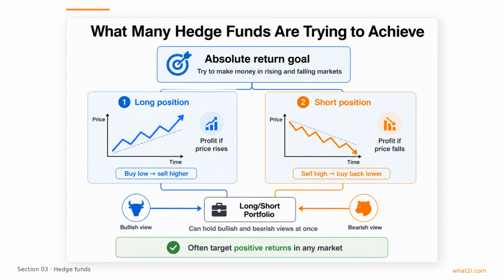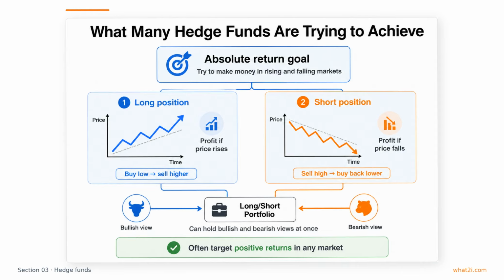Many hedge funds are not trying merely to beat an index. They are trying to generate positive returns under a wide range of market conditions. This is often described as an absolute return mindset. To do that, they may hold long positions that benefit if prices rise, and short positions that benefit if prices fall. A manager might be bullish on one company or currency and bearish on another at the same time. That allows the portfolio to express relative views rather than simple market direction. For example, a fund might like US rates relative to European rates, or one stock sector relative to another. The core idea is flexibility in pursuit of returns, not passive exposure to the market as a whole.